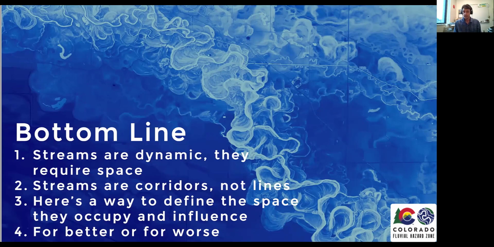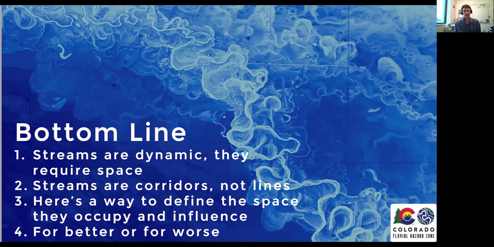Streams are dynamic and they require space. They are corridors and not simply lines like a center line or the channel margins. What I'm presenting on today is a way to define the space they can occupy and influence as they move across their corridors over time. And this method exists, this reality exists for better or worse.